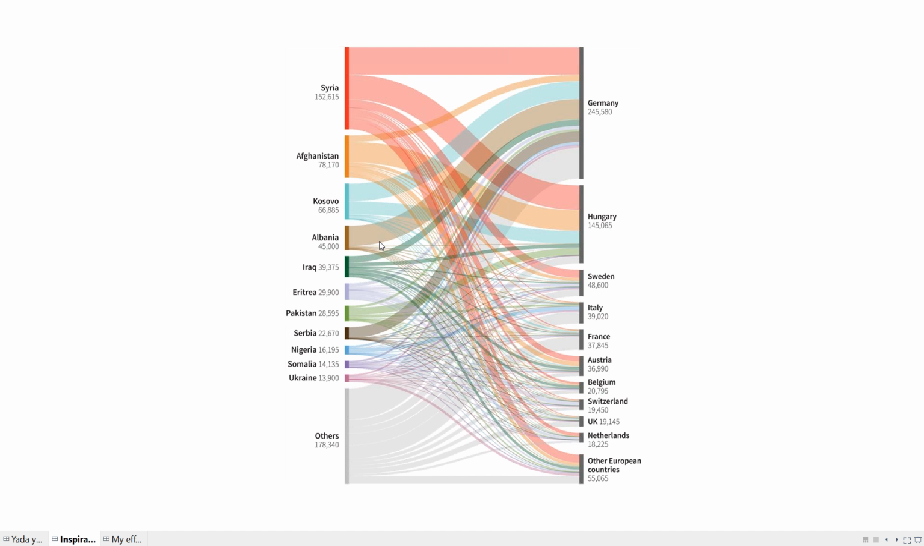I don't know why people are leaving Serbia. I'm sure there's a really good reason. But I think there's just a little bit too much on there. So my first thought was, okay, I really like that concept. I know it's difficult. It's not something that's in Tableau, but I really want to try and give it a go.